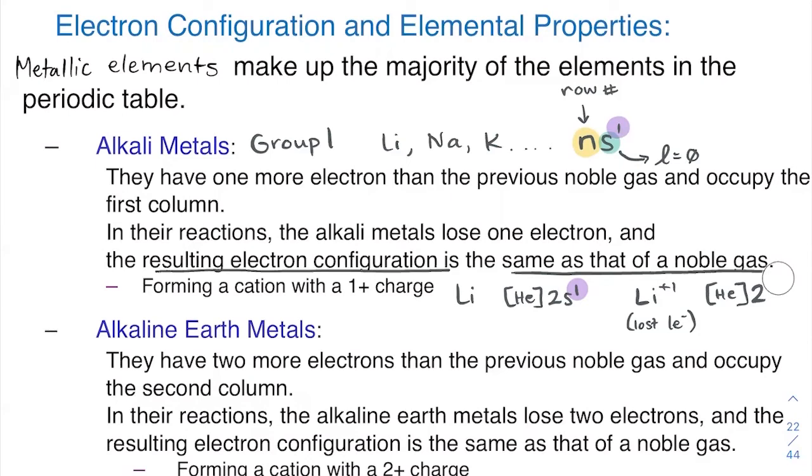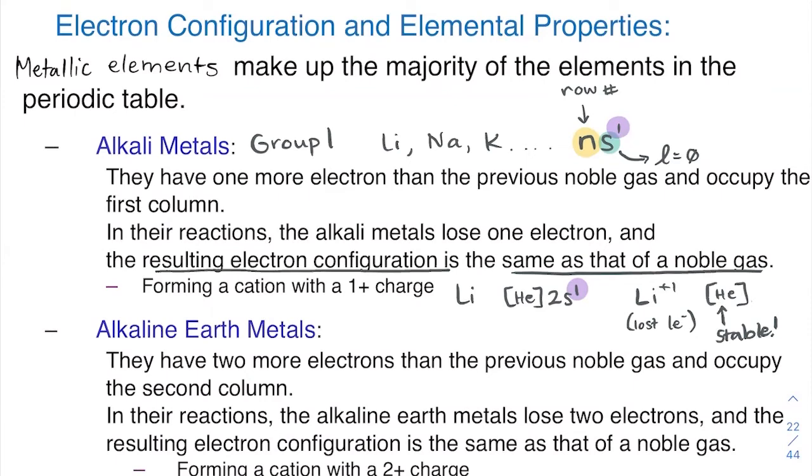We could just say the electron configuration is the same as helium. There's stability there. We know that that electron configuration is stable. So metals tend to lose electrons so they reach a noble gas electron configuration, a stable electron configuration.